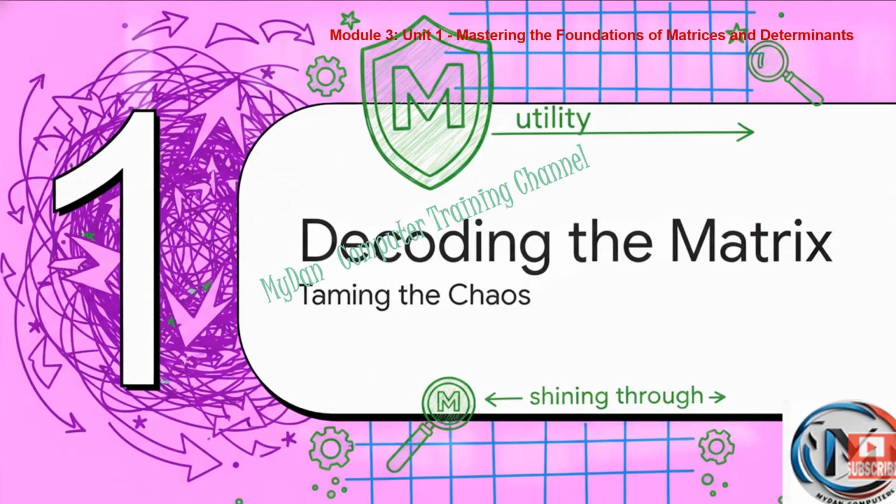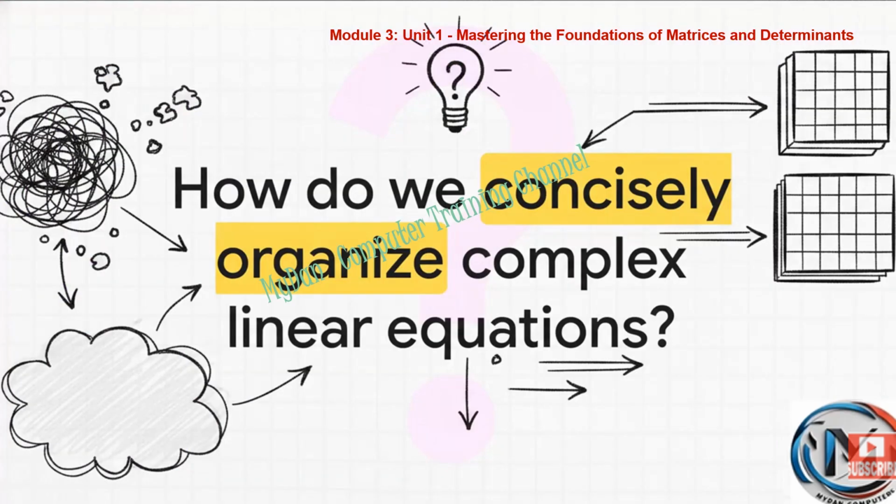Section 1. Decoding the matrix. Taming the chaos. So, picture this. You're faced with a massive, messy system of numbers and variables, and you really have to ask yourself, how can we possibly process all of this without getting completely lost in the weeds? I mean, in standard algebra, keeping track of dozens of variables across dozens of equations is literally a logistical nightmare. We desperately need a better system.